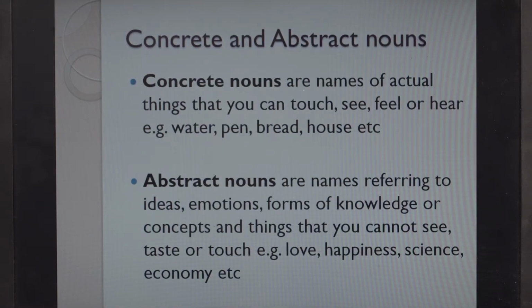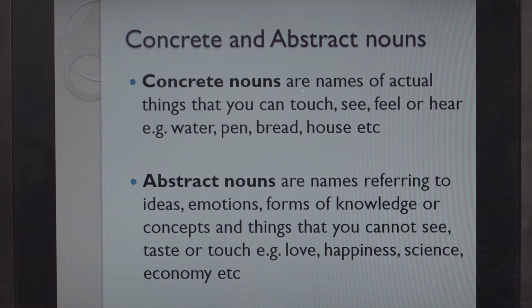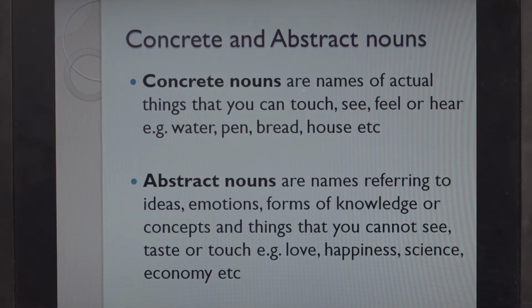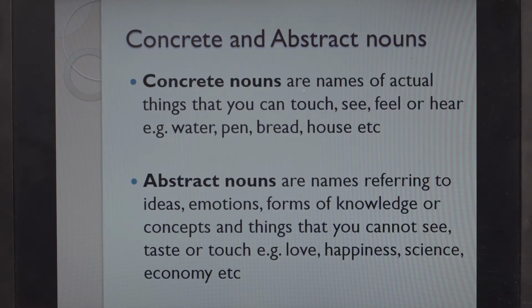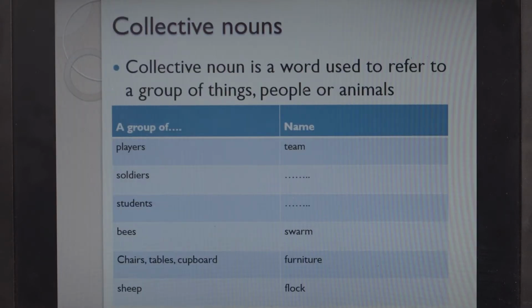And then we have another category that is concrete and abstract nouns. Concrete nouns are names of actual things that you can touch, see, feel, or hear. For example, water, pen, bread, house, etc. Meanwhile, abstract nouns are the opposite of concrete nouns. They refer to things, emotions, ideas, or forms of knowledge or concepts that you cannot see, taste, or touch. For example, love, happiness, science, economy, etc.